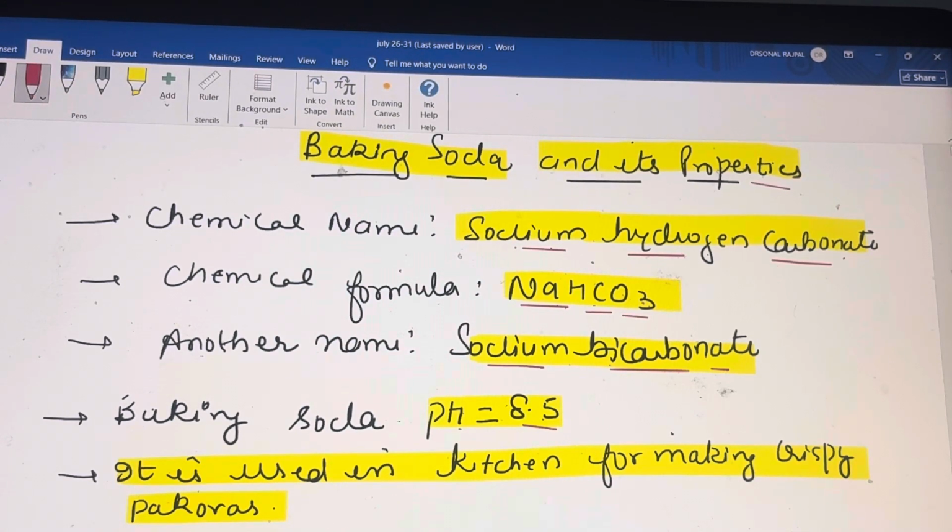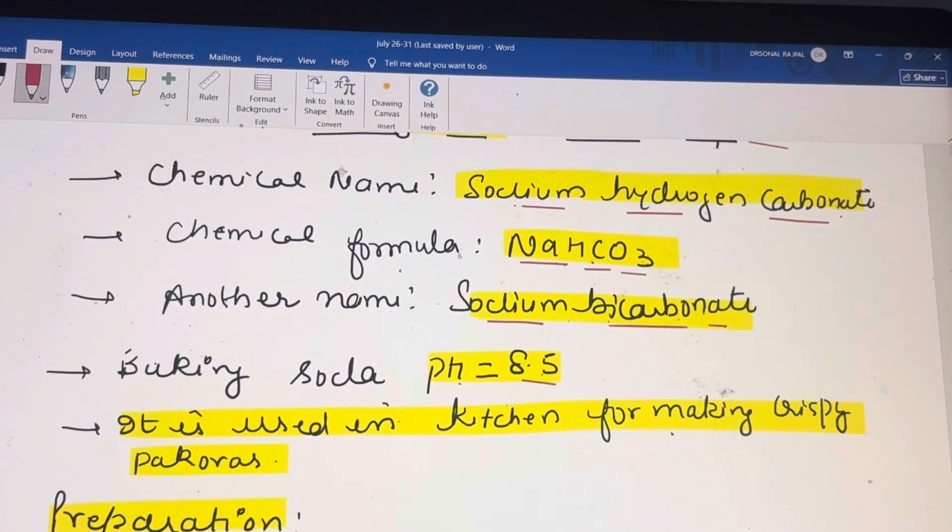Today I am going to explain what is baking soda and its properties. The chemical name of baking soda is sodium hydrogen carbonate. Its chemical formula is NaHCO3. Another name is sodium bicarbonate, and its pH is 8.5, which is more than 7, so it will behave like a base. It is also used in the kitchen for making crispy pakoras.